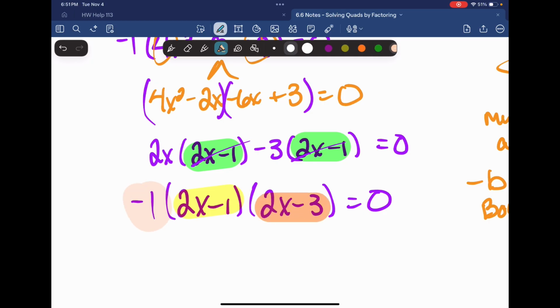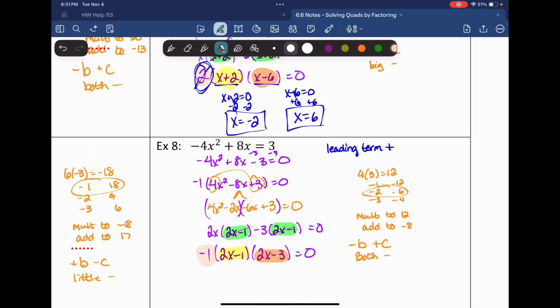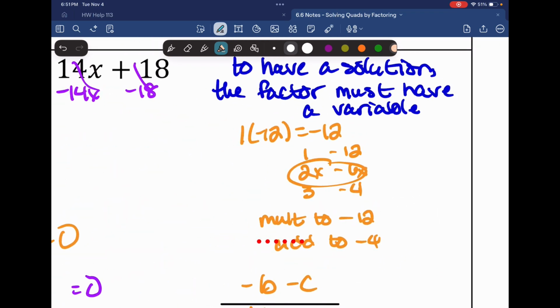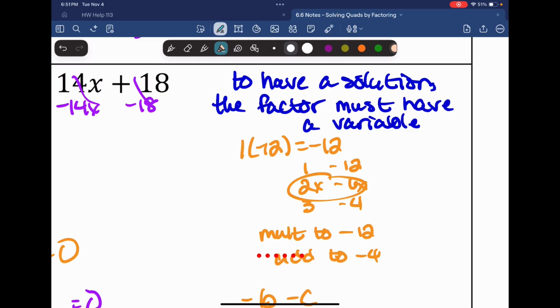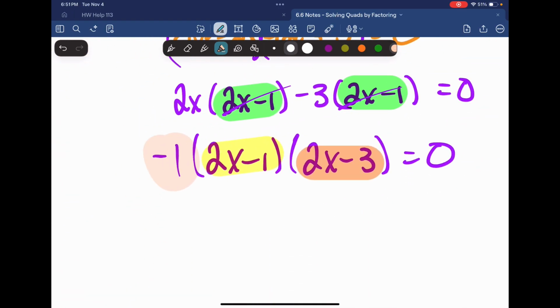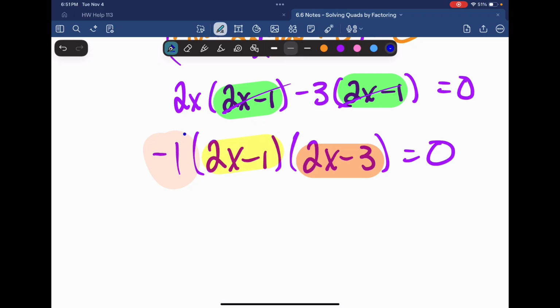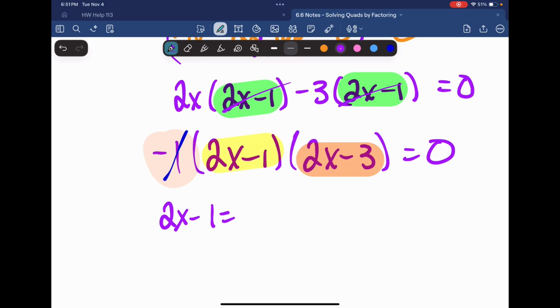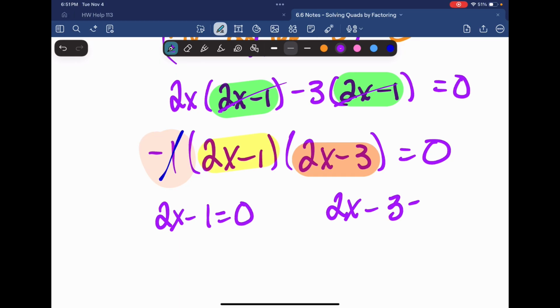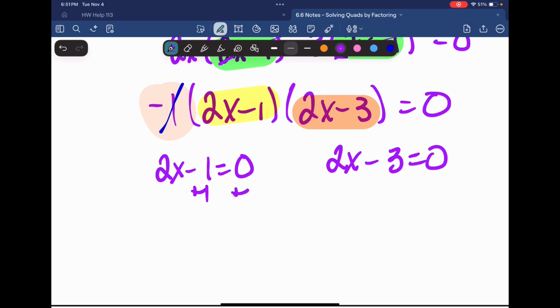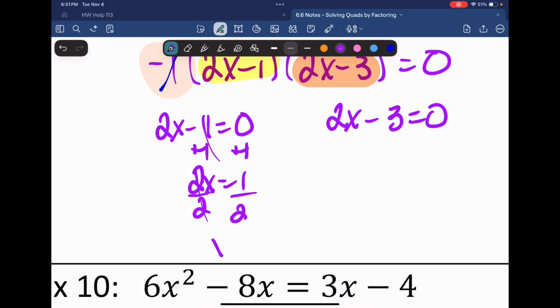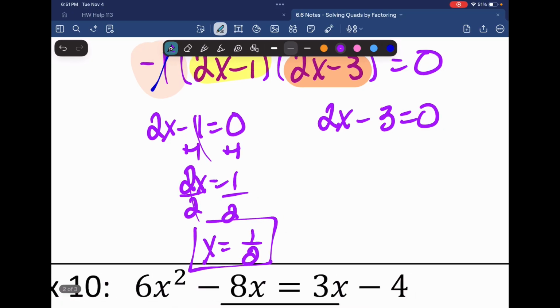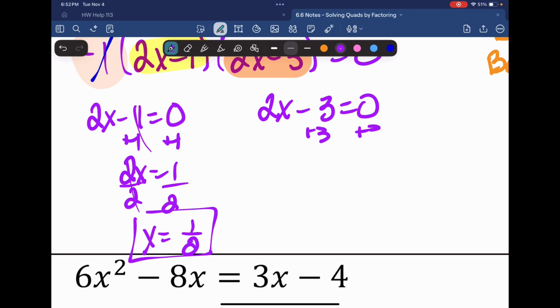3 factors. But I mentioned before, to have a solution, the factor must have a variable. So this negative 1 doesn't have a variable, it doesn't have a solution. The other two have variables, the other two have solutions. Add 1, divide by 2. Add 3. Divide by 2.